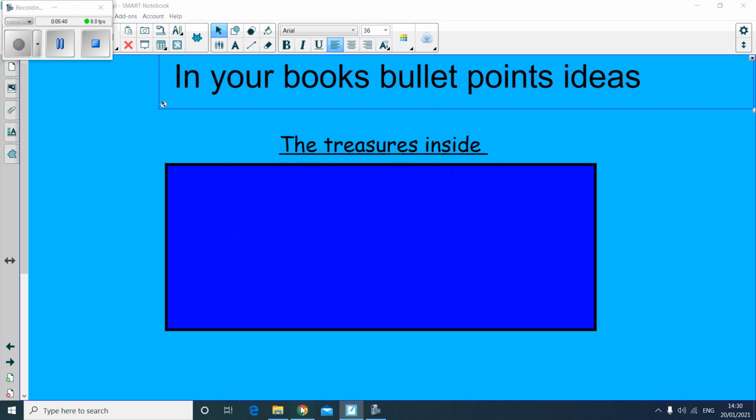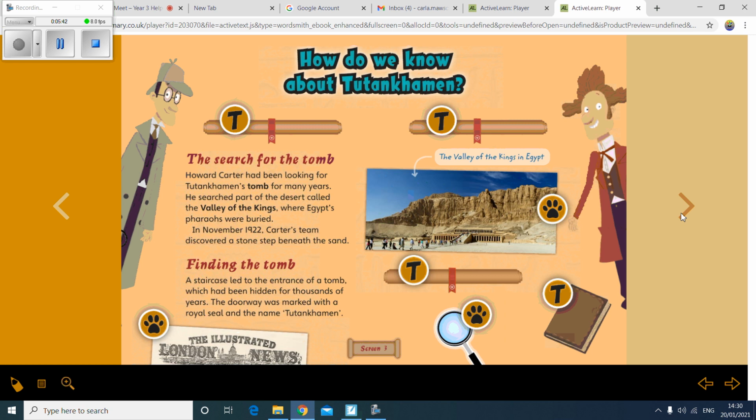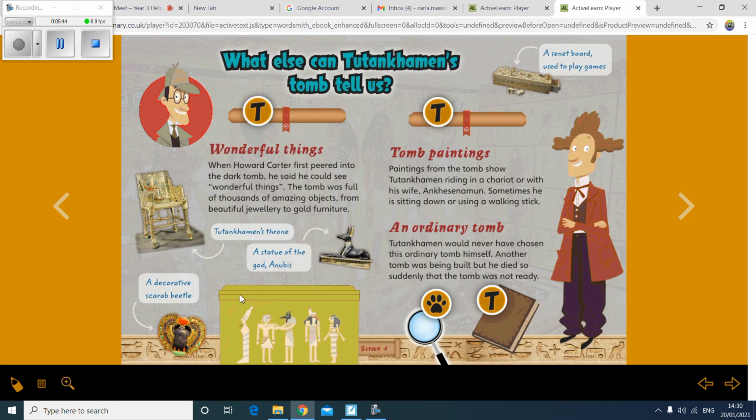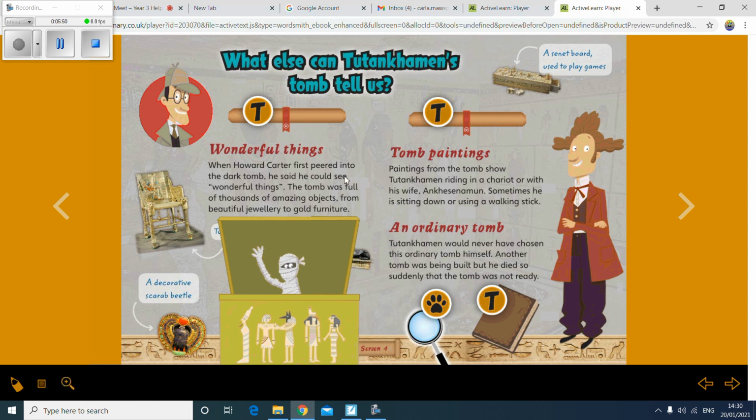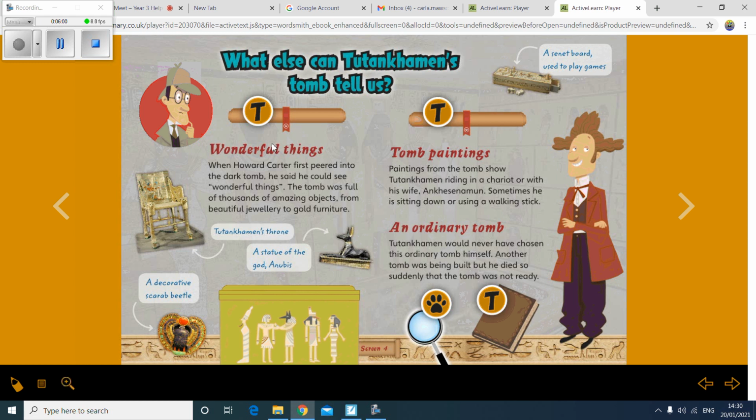So if we go back to the ebook and we go to the treasures that are inside. So we can see, and you might want to pause the video here while you have a good look and pick out any interesting information to do with what the tomb tells us. We can see all of the different artifacts that have been found in there. Okay, so pause the video here while you take down some bullet points.